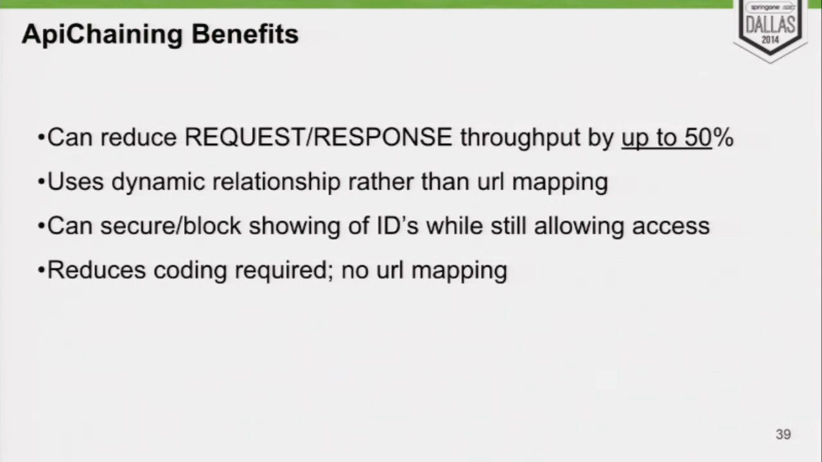You can secure and block the showing of IDs through your relationships. For those who are concerned with showing your IDs, you don't have to show them if you don't want to. Everything can be handled through API chains. Only the initial ID has to be known, or if you don't want to show the initial ID, you can do that through an index. It also reduces the coding required. There's no URL mapping required for this.